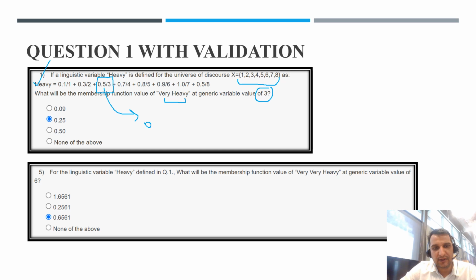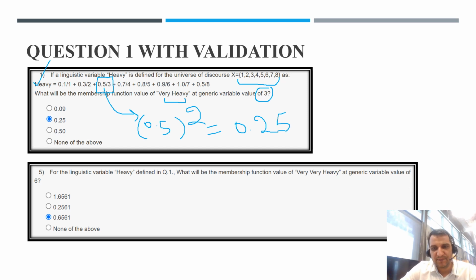So 0.5, and the term used is very heavy. In case of very heavy, we have to square this one. When we square this, the result will be equal to 0.25. So this is the only concept we have to use.